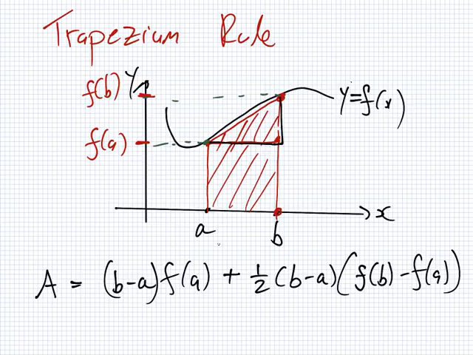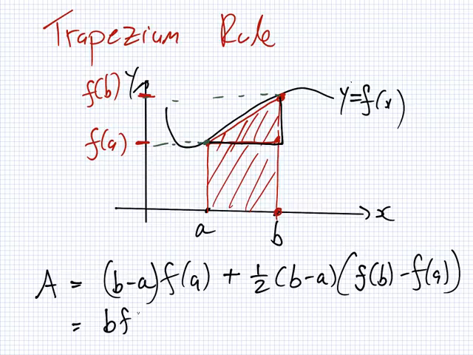What is the base? b minus a. Yes. And f would be the height. Okay. So maybe you could simplify this a bit, because this would be a half b f(b). And this one will be a half b f(a). Let me just see if I can simplify this.